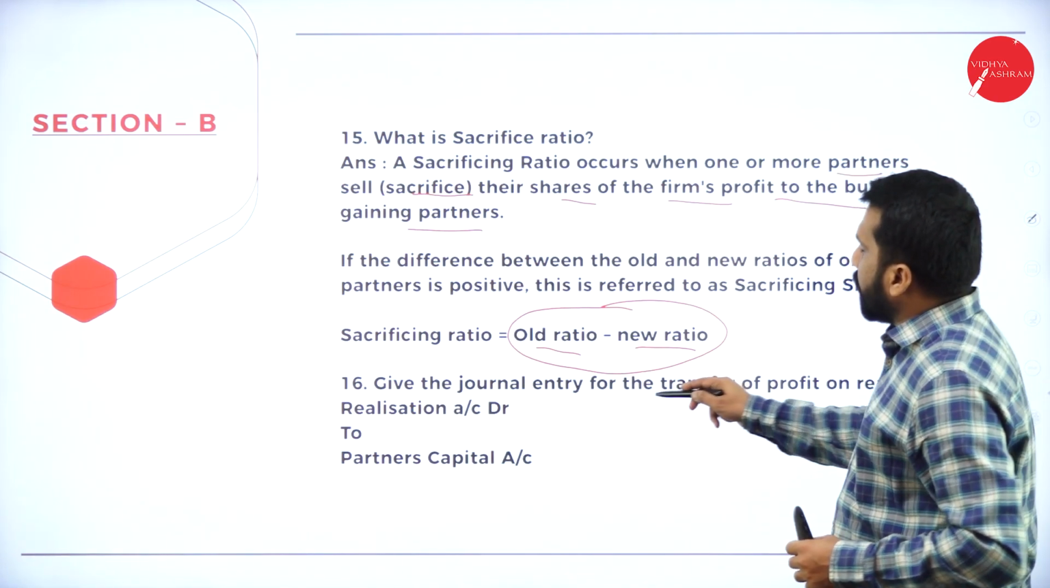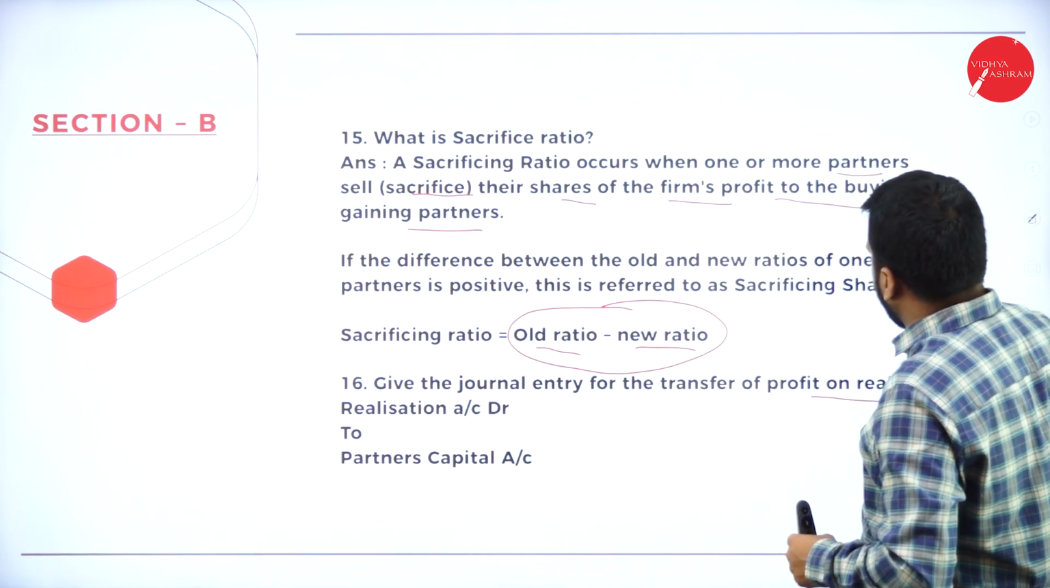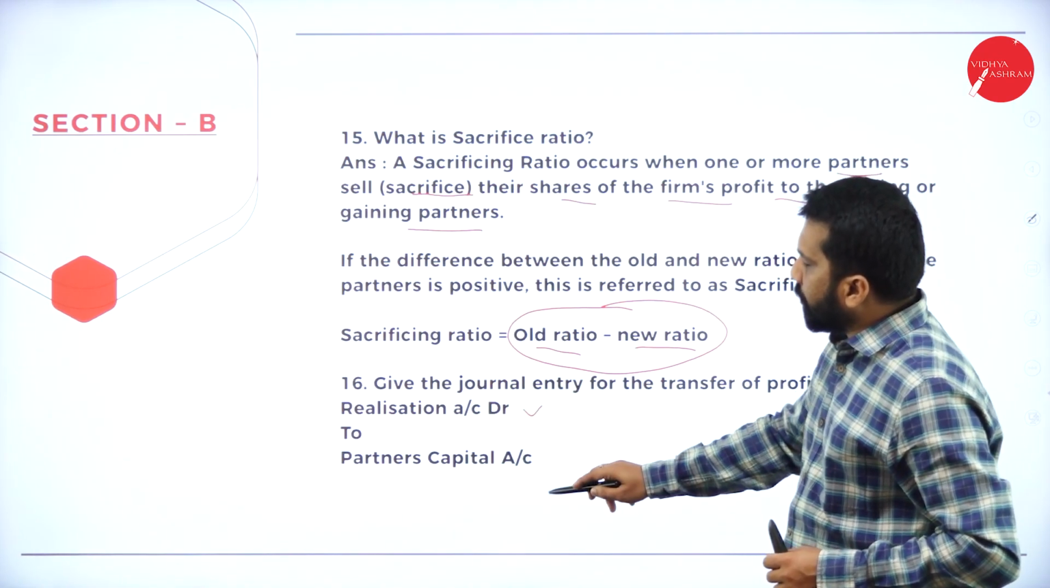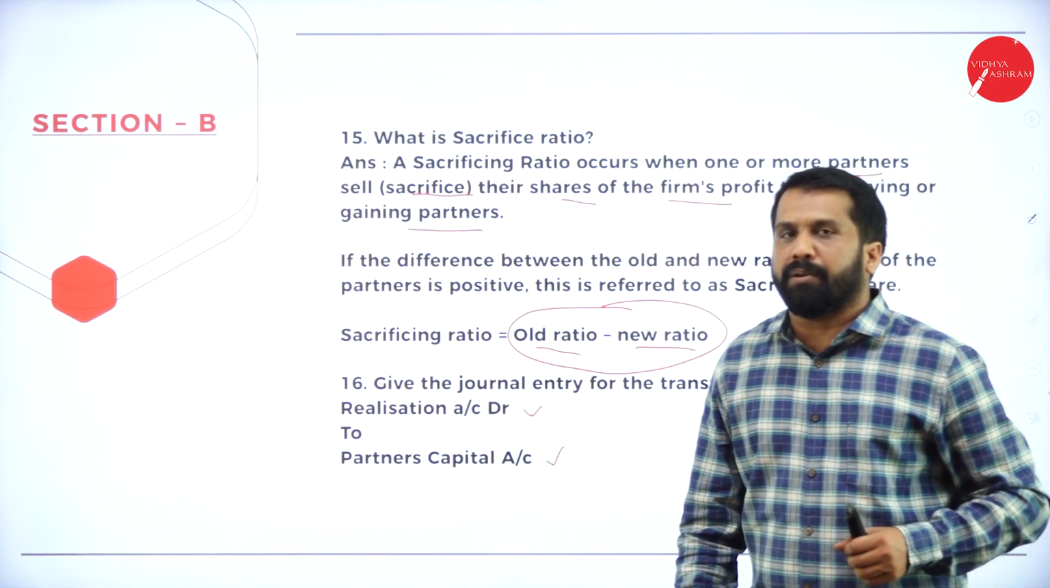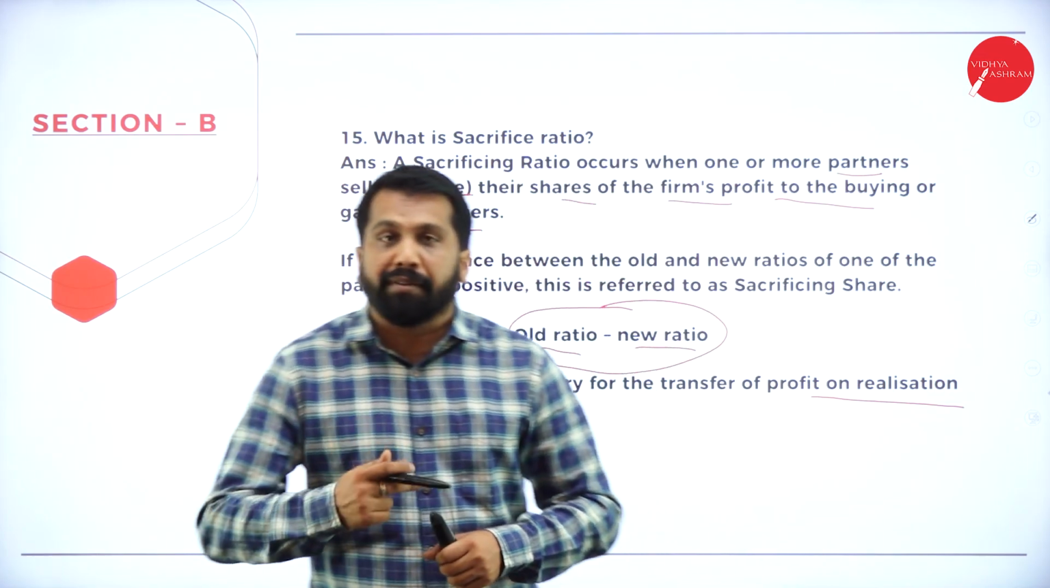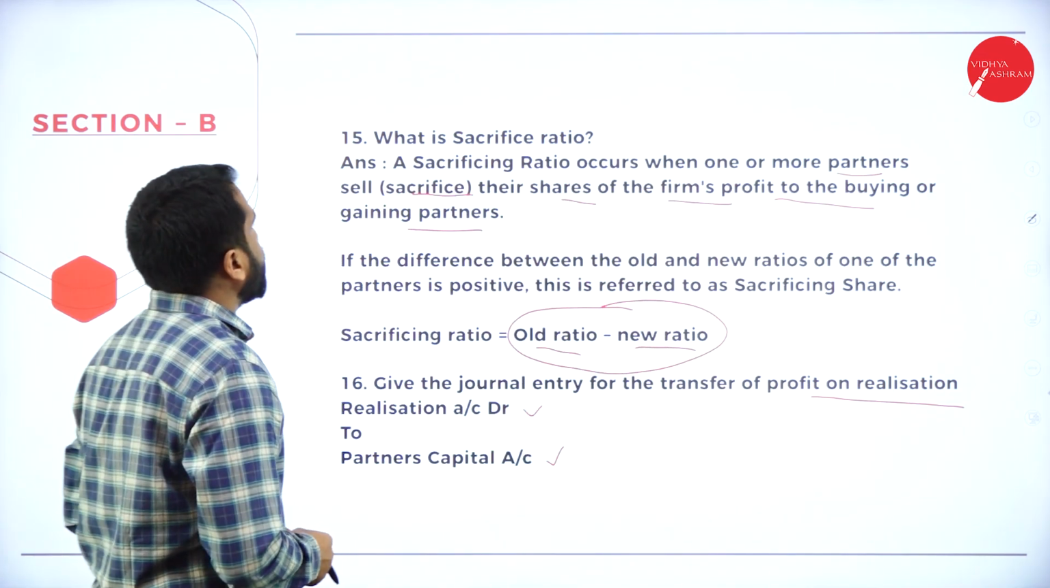Then give the journal entry for the transfer of profit on realization. Realization account to partners' capital account. This is the journal entry for transfer of profit on realization.